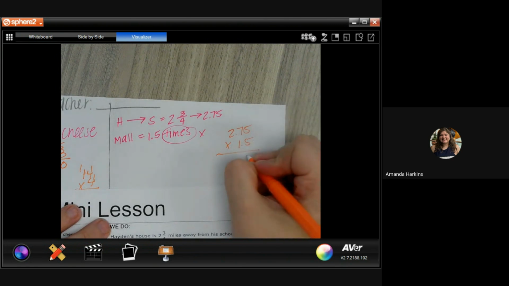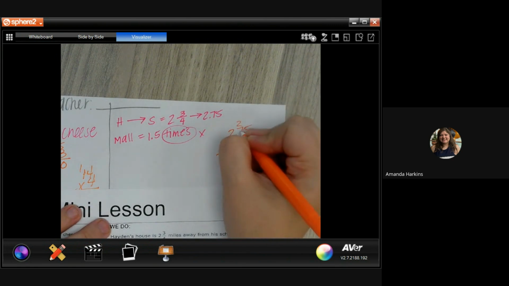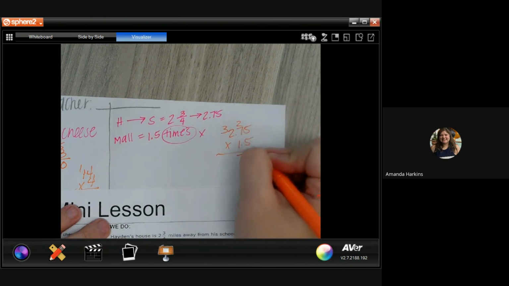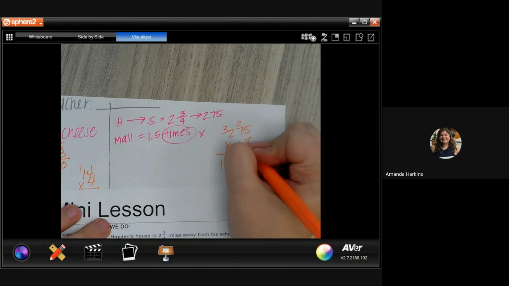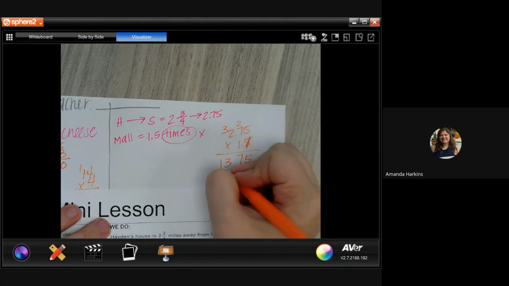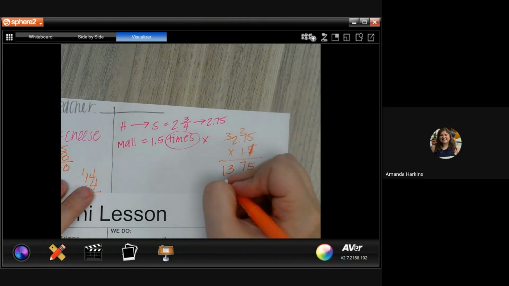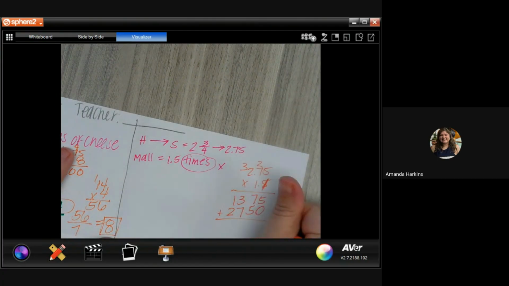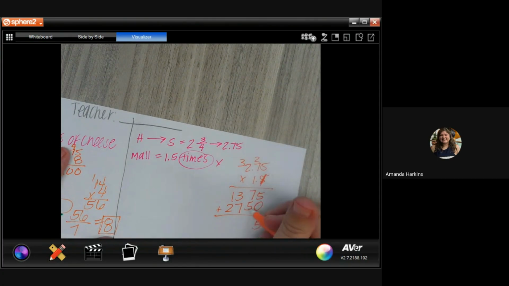5 times 5 is 25, carry my 2. 7 times 5 is 35, plus 2 is 37. 5 times 2 is 10, plus 3 is 13. Placeholder. 5 times 1 is 5, 7 times 1 is 7, 2 times 1 is 2. Add that up. 7 plus 5 is 12. 7 plus 4 is 11. 2 plus 2 is 4.